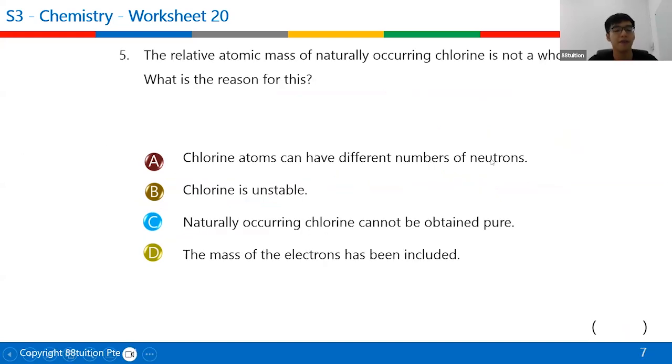Okay, number five. Relative atomic mass of naturally occurring chlorine. They're asking about the Ar of chlorine, which is not a whole number. Why is that so? Which of the following gives the best explanation? Because by right you expect a whole number, since you cannot have half a neutron, right? But why is it not a whole number?